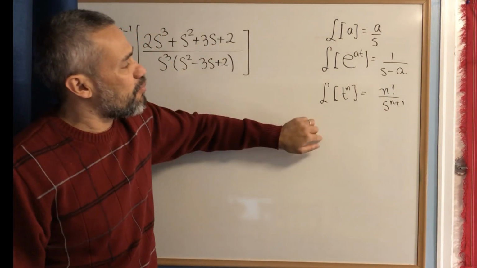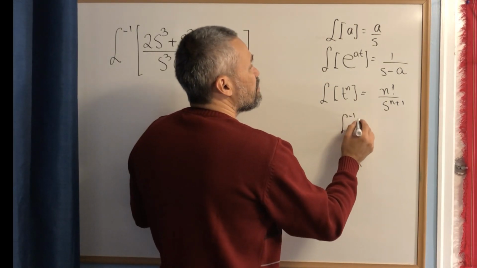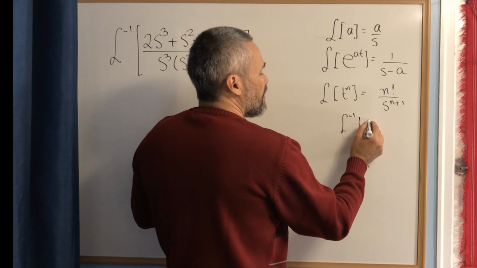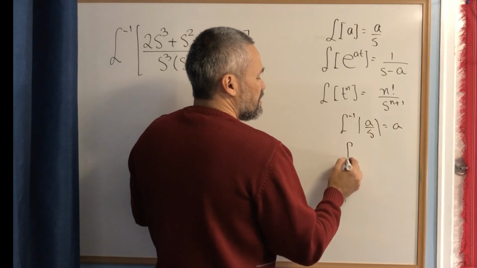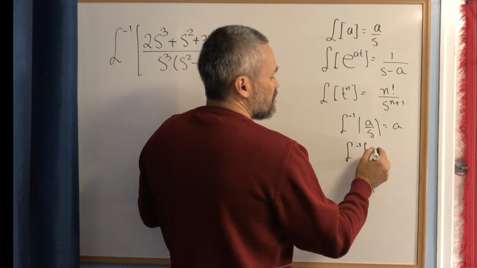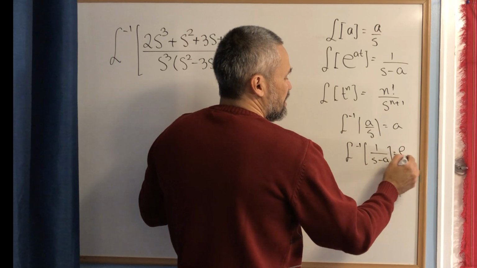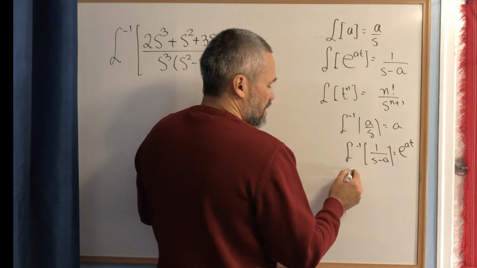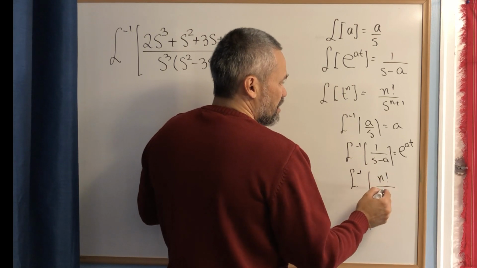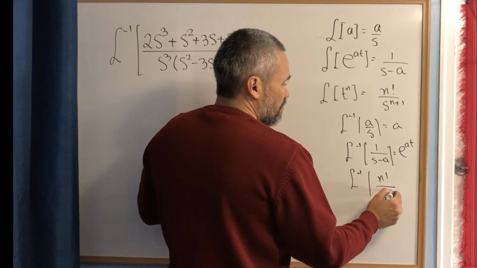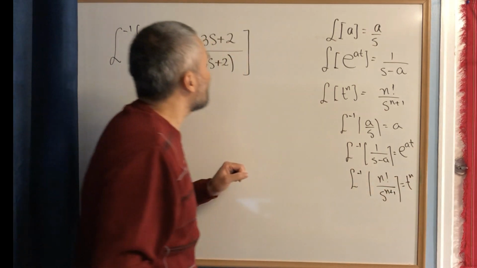We can see these formulas in the other direction. We can say that the Laplace transform inverse of a over s is a. The Laplace transform inverse of 1 over s minus a is e to the at, and the Laplace transform inverse of n factorial over s to the n plus 1 is just t to the n.